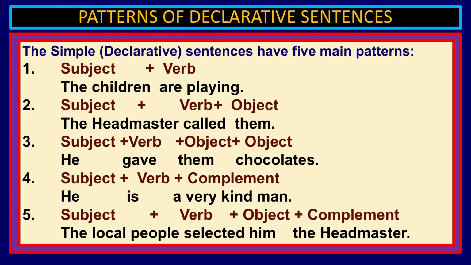In the English language, whenever we use a sentence, we must have one of these 5 simple structures: subject plus verb, subject plus verb plus object, subject plus verb plus object plus object, subject plus verb plus complement, and subject plus verb plus object plus complement. In this context, I would just like to say one thing, my dear students.